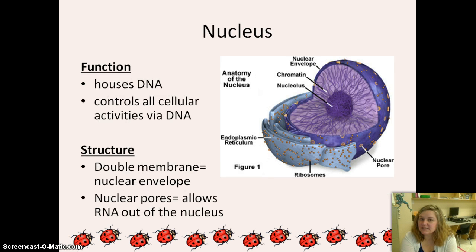The nucleus is found in plants and animals. It houses DNA and it controls all cellular activities through that DNA, so it's kind of like the brain or the boss of the cell. It has a double membrane, so it's doubly protected. It needs to be protected because it's got all that important information in it. It has nuclear pores that allow RNA out of the nucleus. When we start talking about molecular genetics, we're going to learn a lot more about that RNA.